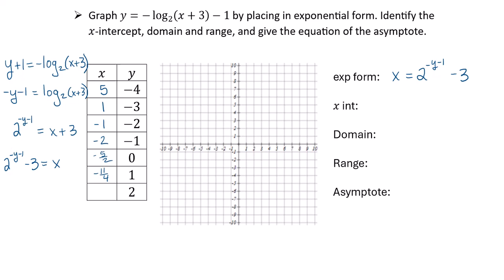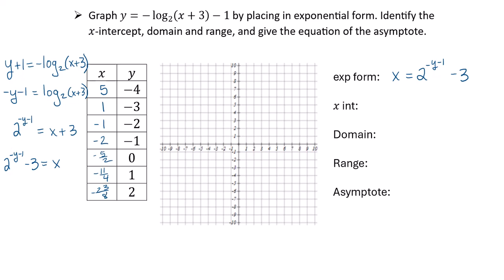Putting a 2 in there, that's going to make the exponent a negative 3. 2 to the negative 3 is 1/8. 1/8 minus 3 is equal to 1/8 minus 24/8, which is a negative 23/8.